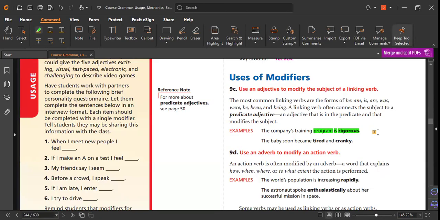So now what can I do in the exam? I check what is the target meaning. What does the question need? What does the paragraph say? The paragraph says the program is rigorous. Your answer must explain the program is rigorous. Here again, the same. Who became tired and cranky? The baby. Soon? Or the baby? The baby.